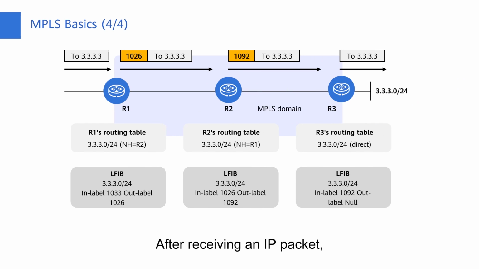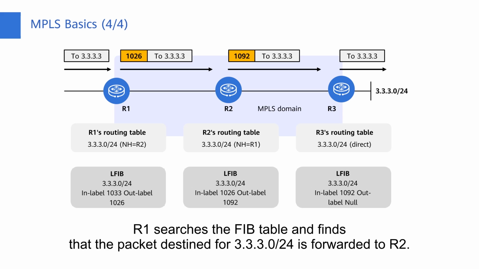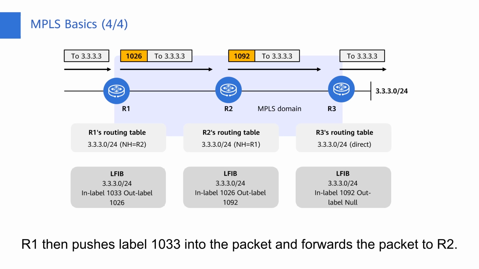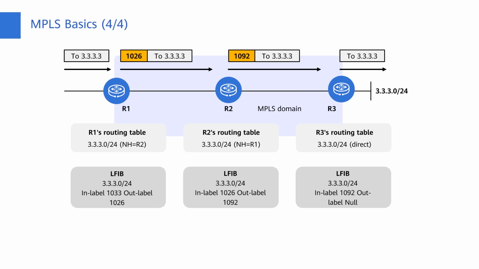After receiving an IP packet, R1 searches the FIB table and finds that the packet destined for 3.3.3.0/24 is forwarded to R2. R1 then pushes label 1033 into the packet and forwards the packet to R2.